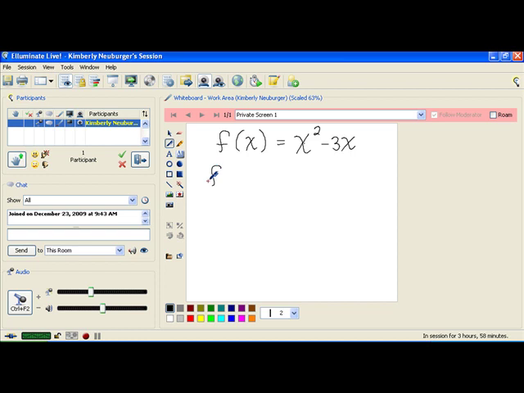Let's say you're told to find f of negative 3. That means we want to plug in negative 3 wherever we see the x. So we're going to plug it in right here.